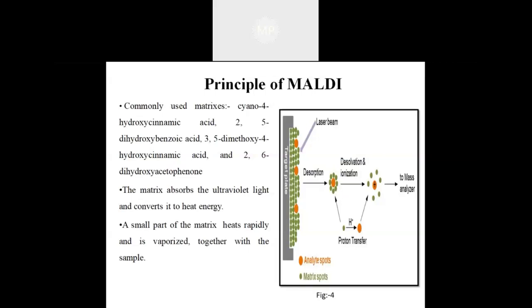See here, the commonly used matrices are the cyano-4-hydroxycinnamic acid, 2,5-dihydroxybenzoic acid, 3,5-dimethoxy-4-hydroxycinnamic acid, and 2,6-dihydroxyacetophenone are some of the more commonly used matrices.